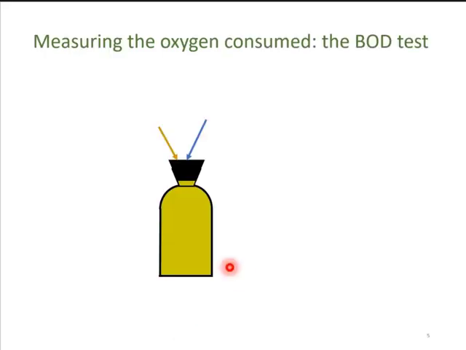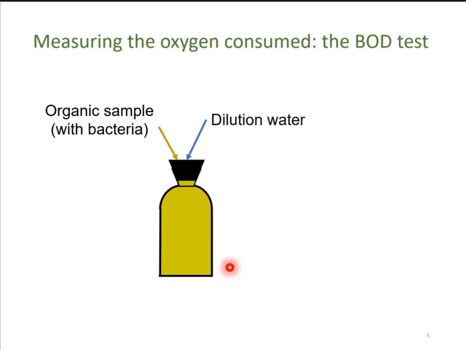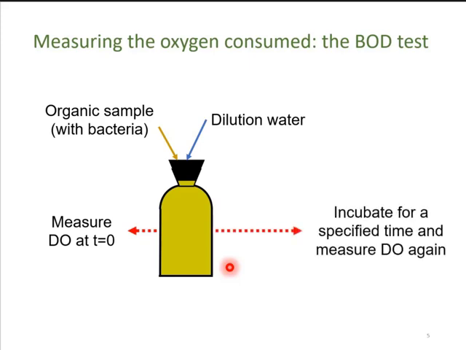So in a test, we actually are going to let this happen in a bottle and measure it. We get a glass bottle, we add organic sample and bacteria. They're naturally occurring in most cases, but if you have a sterile sample, you might have to seed it with bacteria. We will probably dilute it, and then we'll measure the oxygen at time 0 and at some other time later on.